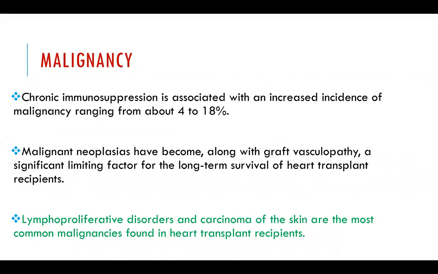Malignancy. Chronic immunosuppression is associated with an increased incidence of malignancy ranging from 4 to 18%. Malignant neoplasias have become, along with graft vasculopathy, a significant limiting factor for the long-term survival of heart transplant recipients. Lymphoproliferative disorder and carcinoma of the skin are the most common malignancies found in heart transplant recipients.